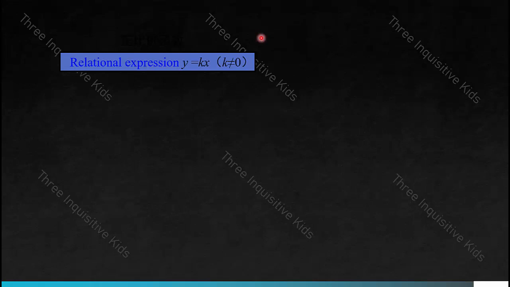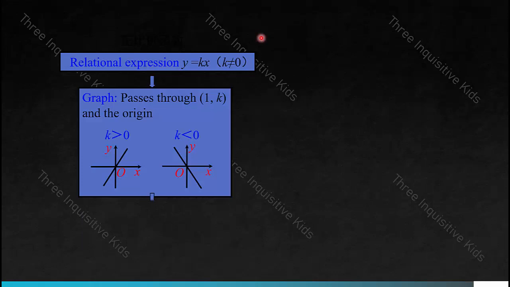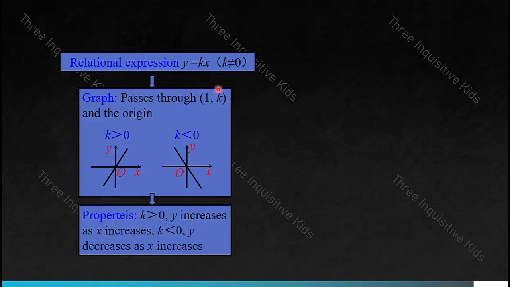So let's start with the relational expression y = kx. We graph it, and we know it passes through the point (1, k), whatever k may be, and the origin. The graph would look something like this when k is greater than 0, and when k is less than 0, this is approximately what it would look like. Its properties are: when k is greater than 0, y increases as x increases, but when k is less than 0, y decreases as x increases.